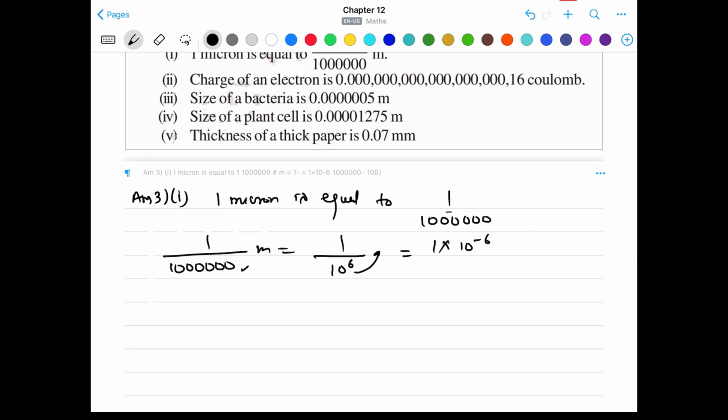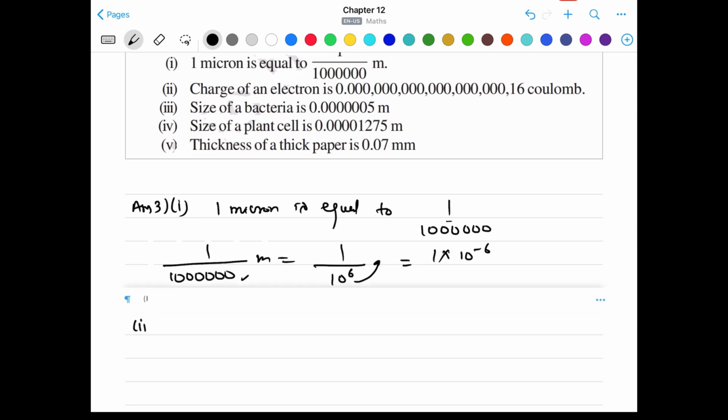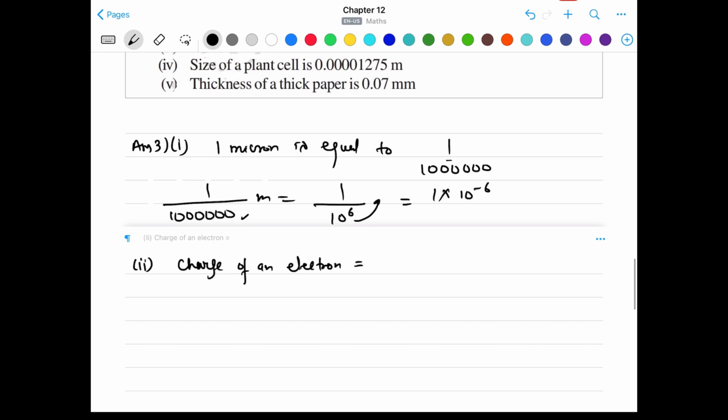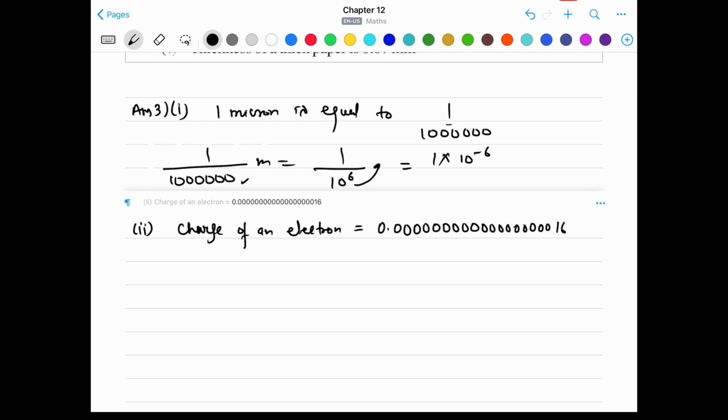Moving ahead to the next one, we have the charge of an electron is equal to this very small number. So we have part second, charge of an electron is equal to, let's count the number of 0s. We have 3 plus 3 is 6, plus 3 is 9, plus 3 is 12, plus 3 is 15, plus 3 is 18. So 18 zeros we have here. So write 0 point, then 1, 2, 3, 4, 5, 6, 7, 8, 9, 10, 11, 12, 13, 14, 15, 16, 17, 18. Then we have 1 and 6.